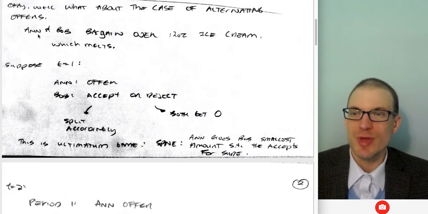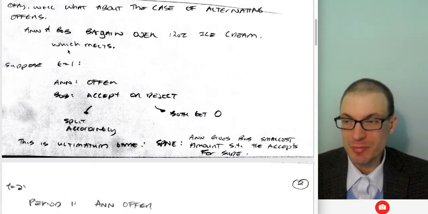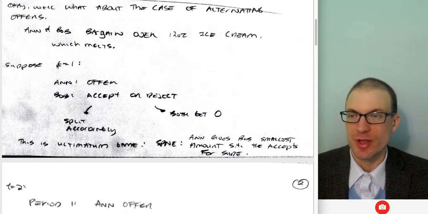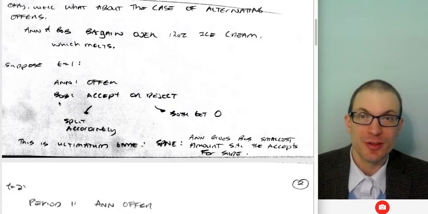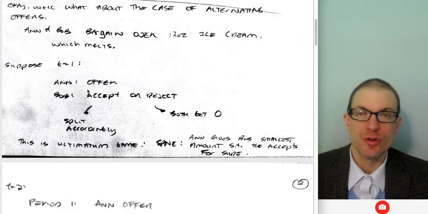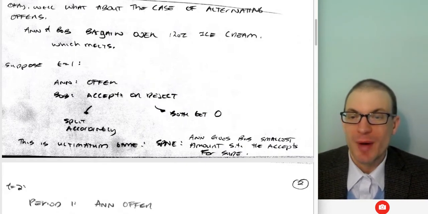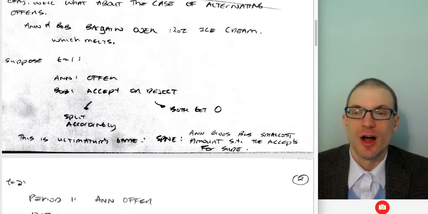So, suppose we have Ann and Bob bargaining over 12 ounces of ice cream, and it's melting. Suppose we have one period. This is t equals 1. Initially, Ann's going to make an offer. Bob can accept or reject. So if Bob accepts, they're going to split according to whatever was Ann's offer. If Bob rejects, they're both going to get 0. So this is an ultimatum game.